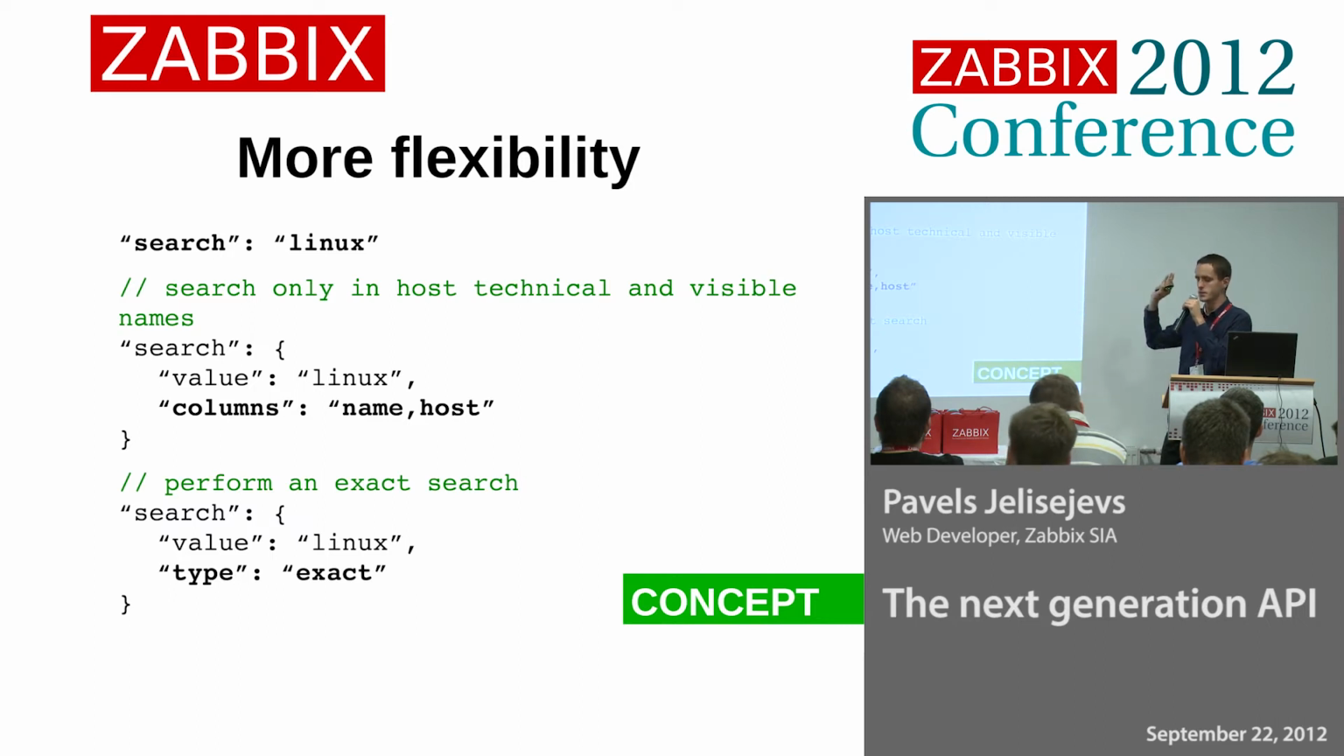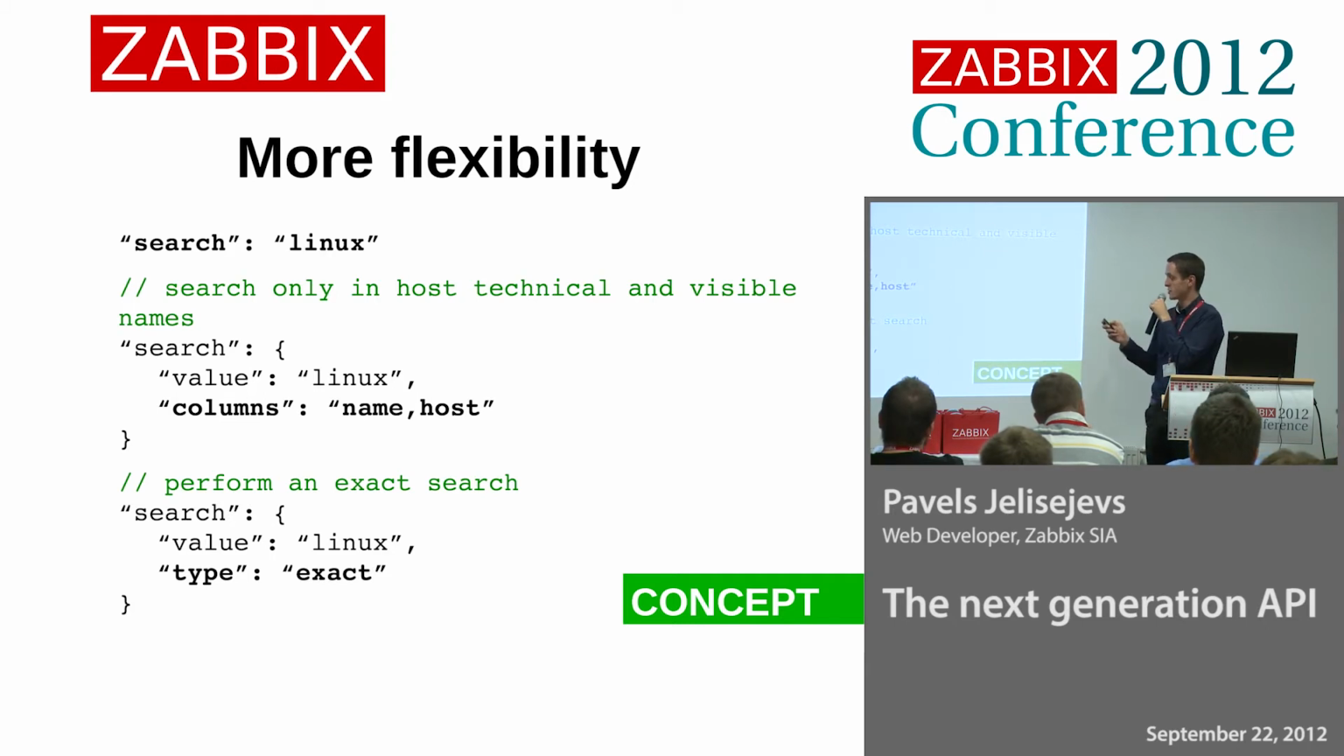This will be done by some built-in black box in Zabbix. But you will also be able to specify some additional options to change or modify its behavior. For instance, you may pass the list of columns that you want to search by. So this request will return only the hosts that have the word Linux in their name or host name. You may also specify the type of search to perform, like an exact search or search with wildcards. Yeah, I can also see this can be useful. So this is just one of the ideas.